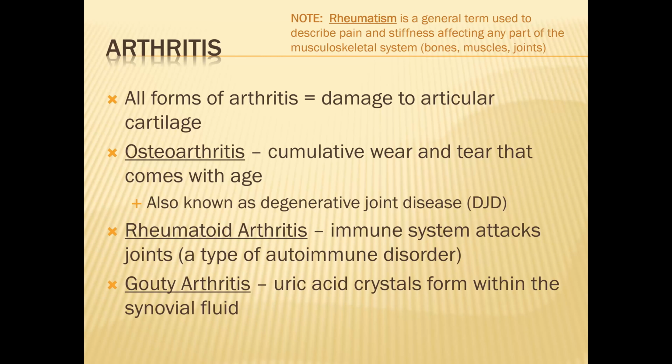And another type of arthritis is gouty arthritis. In this type of arthritis, you get uric acid crystals that form within the synovial fluid, which can cause pain when the joint is moved. And this is a type of arthritis that is seen in a condition called gout. And with gout, you usually only have the joint at the base of your big toe affected, which is your first metatarsophalangeal joint.